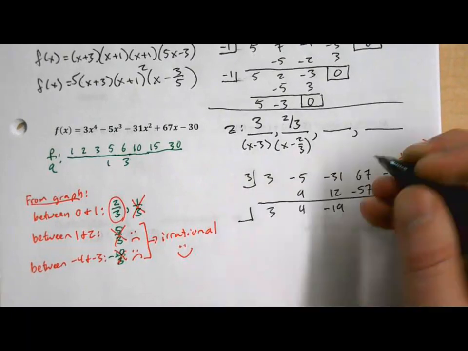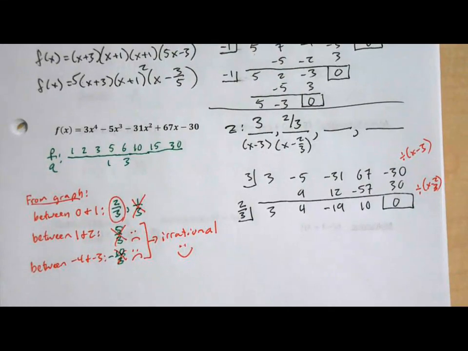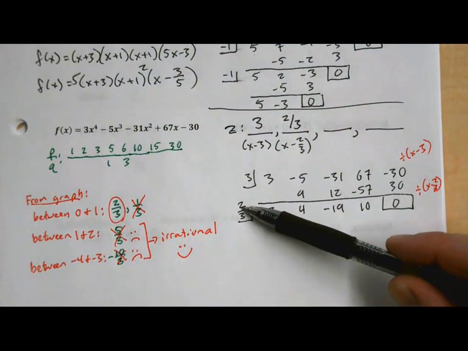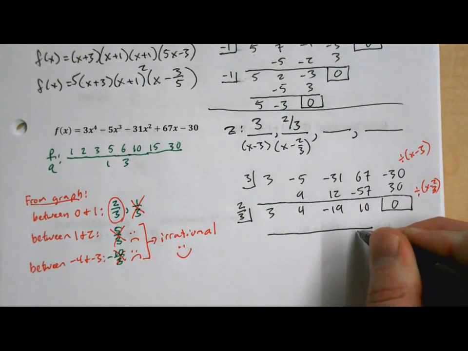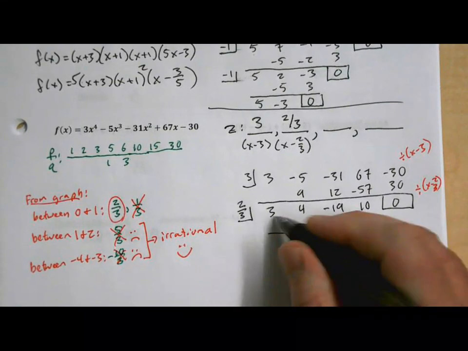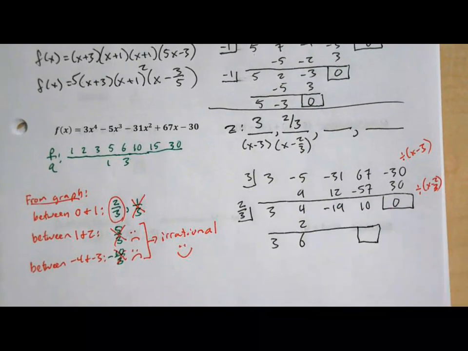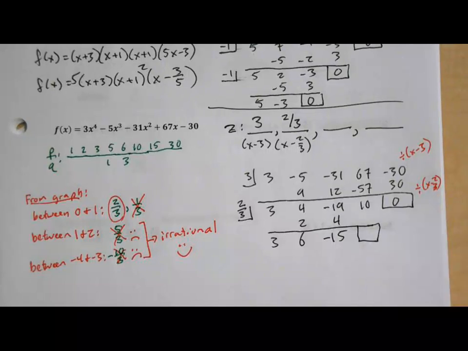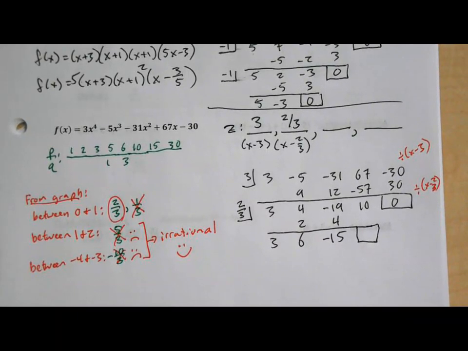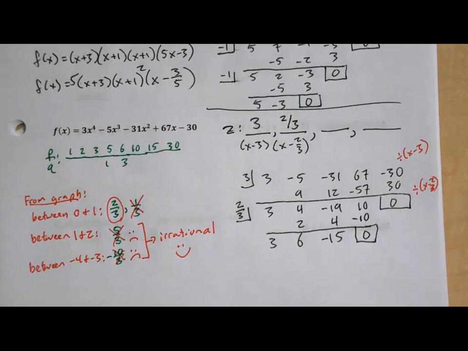And you guys remember the whole shortcut when you're doing fractions here, right? Divide by the bottom first and then multiply by the top. Divided by 3 is 1, times 2 is 2, 6. 2/3 of 6 is 4. 15. 2/3 of negative 15 is negative 10, and 0. Yes.